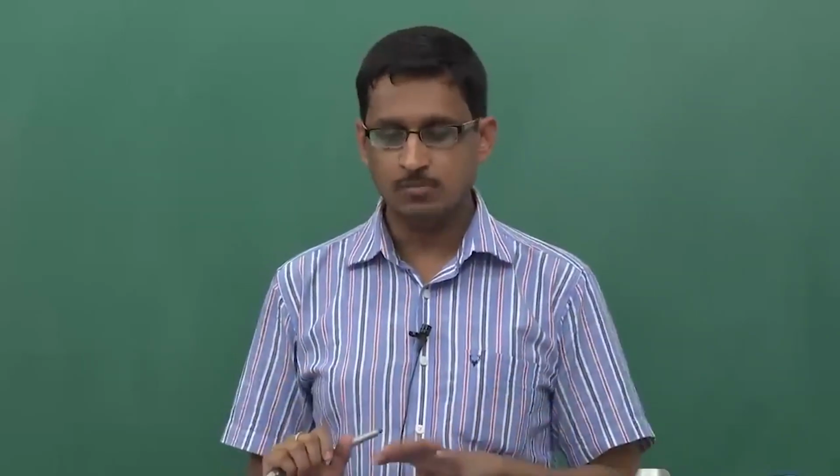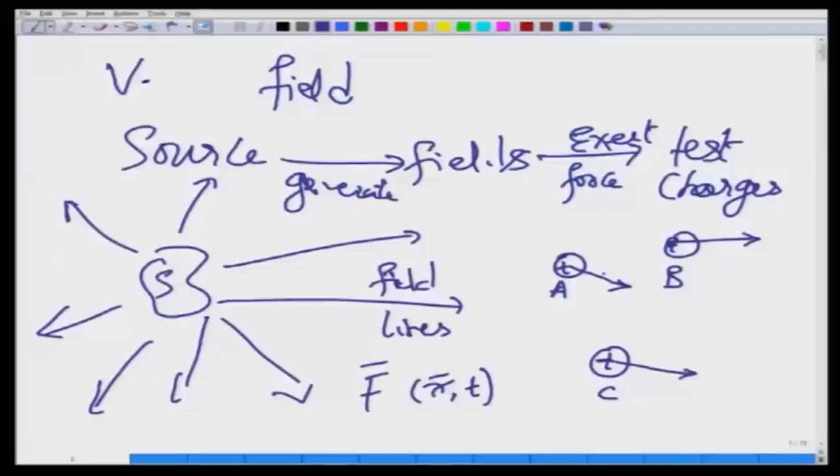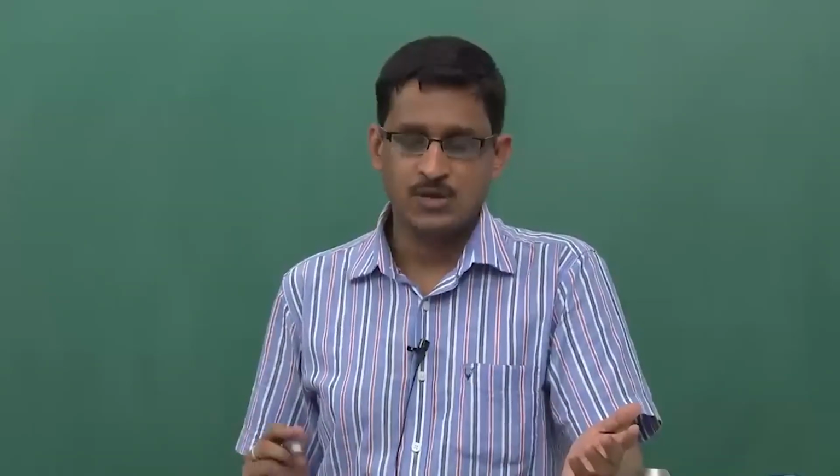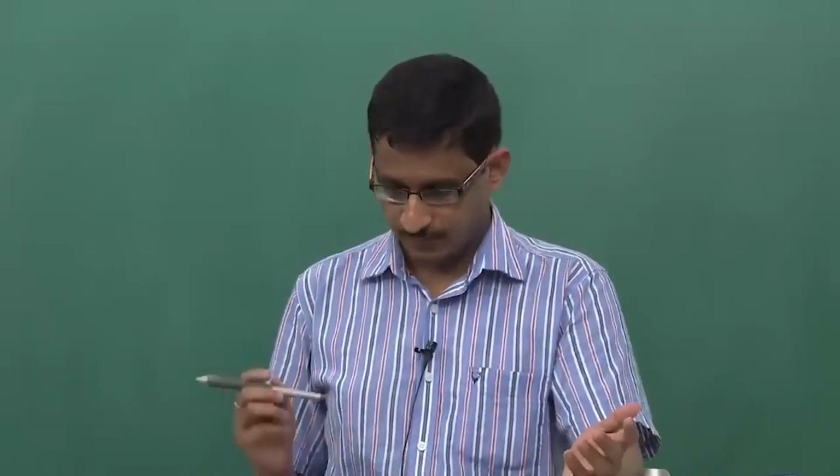So, I hope the concept of a vector field is clear now. A vector field is simply the distribution of vectors in a region. You are going to associate a vector at every point. It is like someone is making a measurement and attaching an arrow, measurement and an arrow, measurement and an arrow, at different points in space. So, this is an example of a vector field.